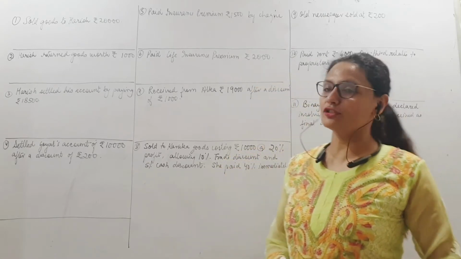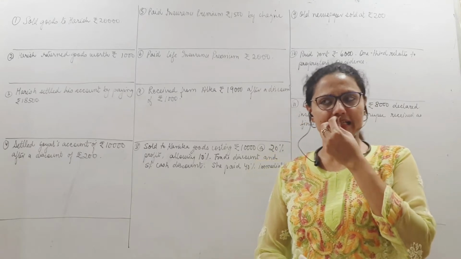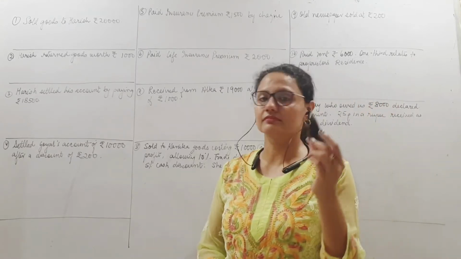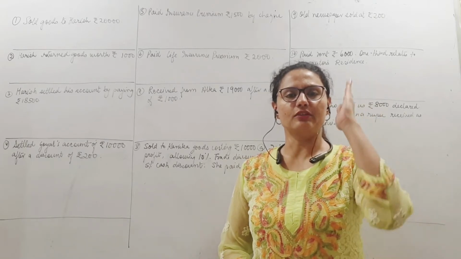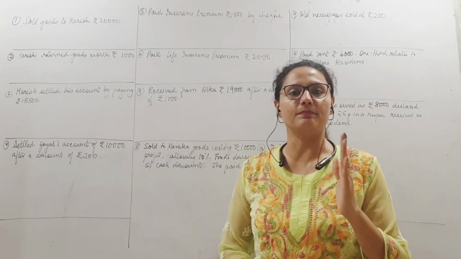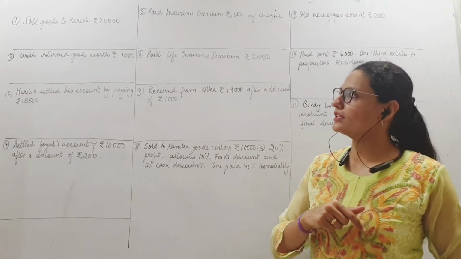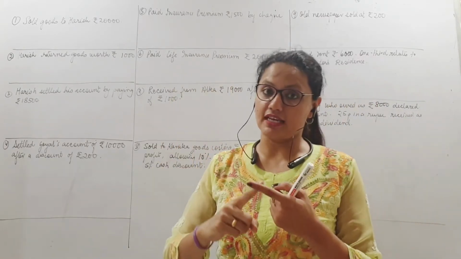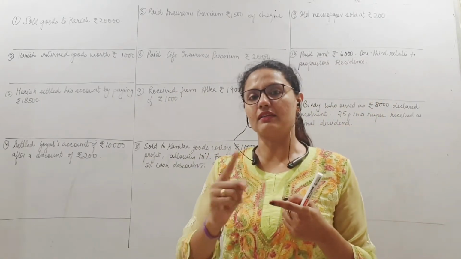First one, sold goods to Harish, 20,000. As soon as you see this, immediately you should think credit sale transaction. Harish account debit to sales account. That's how it should be. And how are we doing this? Again, going back to the rules. We are selling goods, so sales account. Whenever we sell goods, it should be sales account, because all incomes are to be credited.